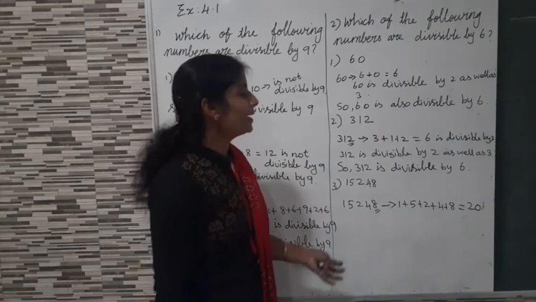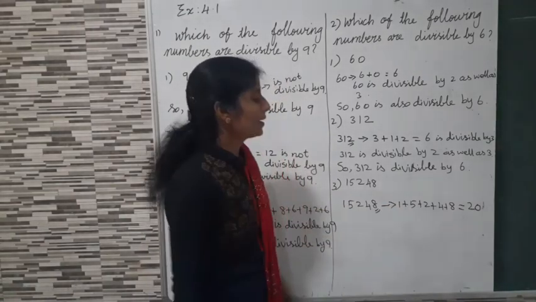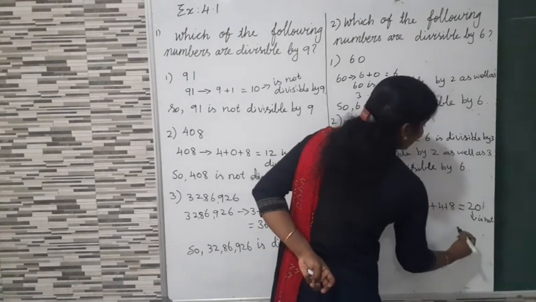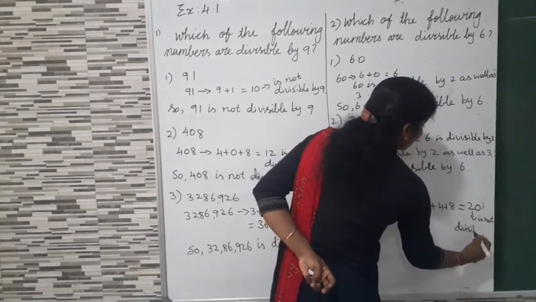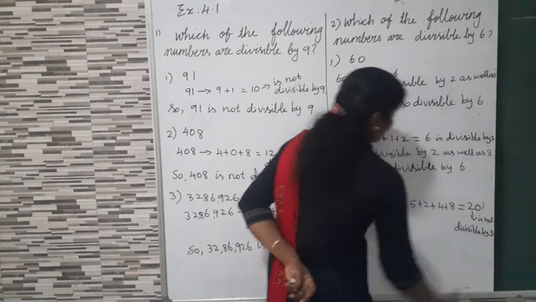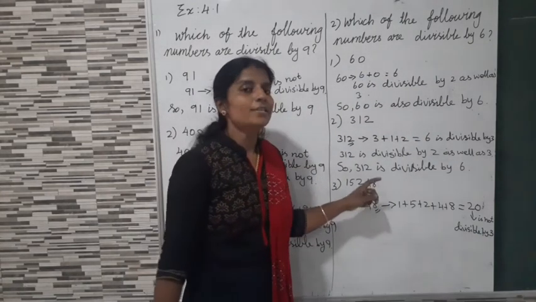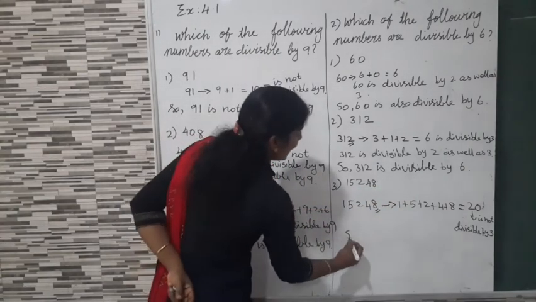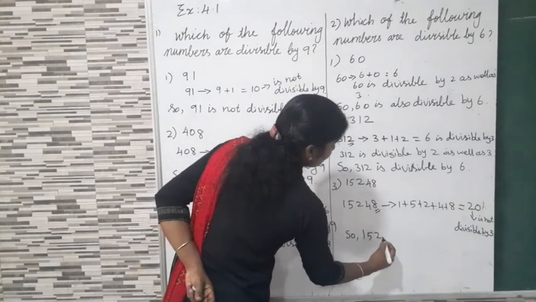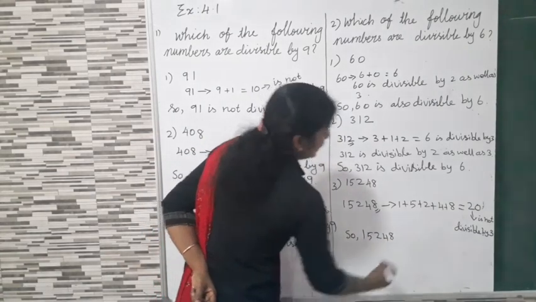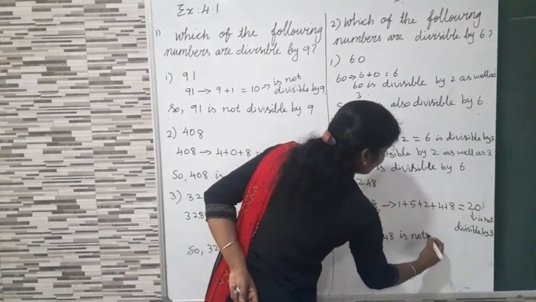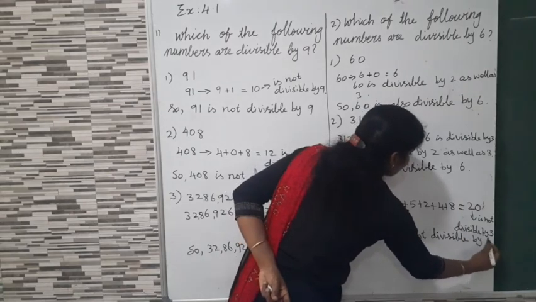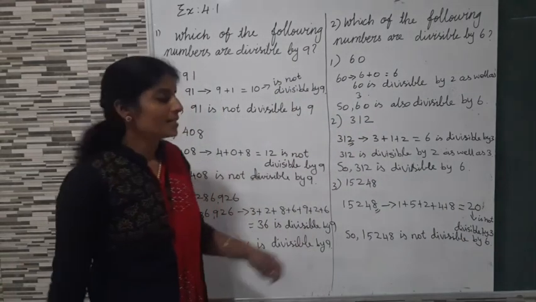Now listen, is this 20 in the 3 table? 6 threes are 18, 7 threes are 21. This 20 is not divisible by 3, isn't it? It is not divisible by 3. This is divisible by 2, but this number is not divisible by 3. So we can write 15,248 is not divisible by 6.